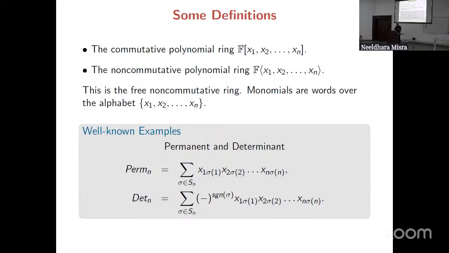And Nisan's question is, can you show that the permanent polynomial or even the determinant polynomial in the non-commutative setting does not have small arithmetic circuits? Where by arithmetic circuits, what you mean is you start with scalars and variables, and you can add and multiply, and in the end, what should come out is the permanent polynomial. In the intuitive sense, arithmetic circuits.